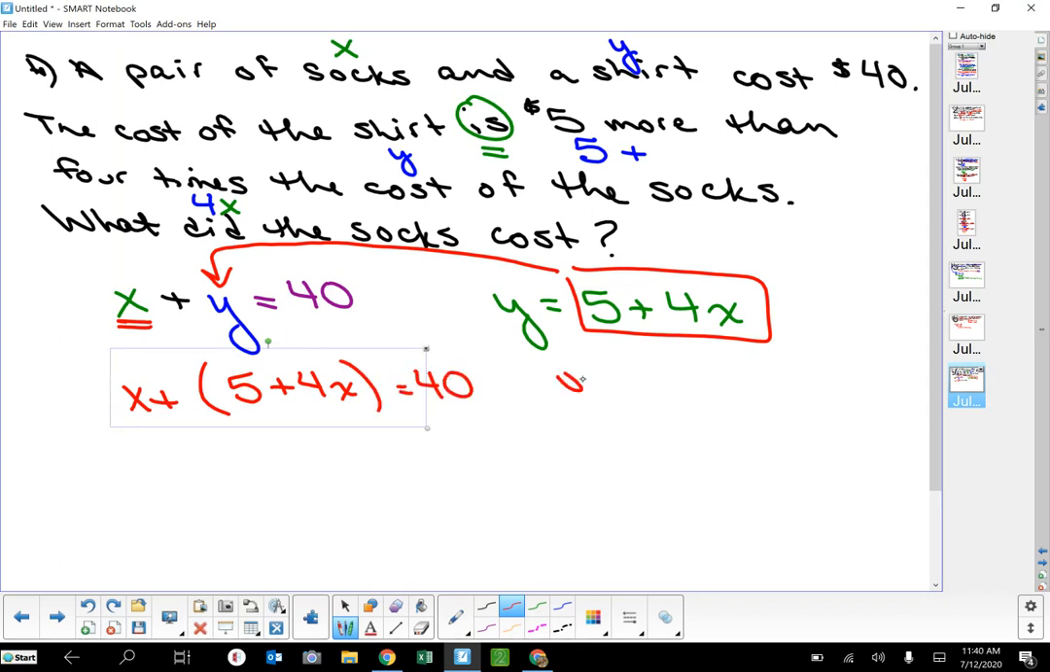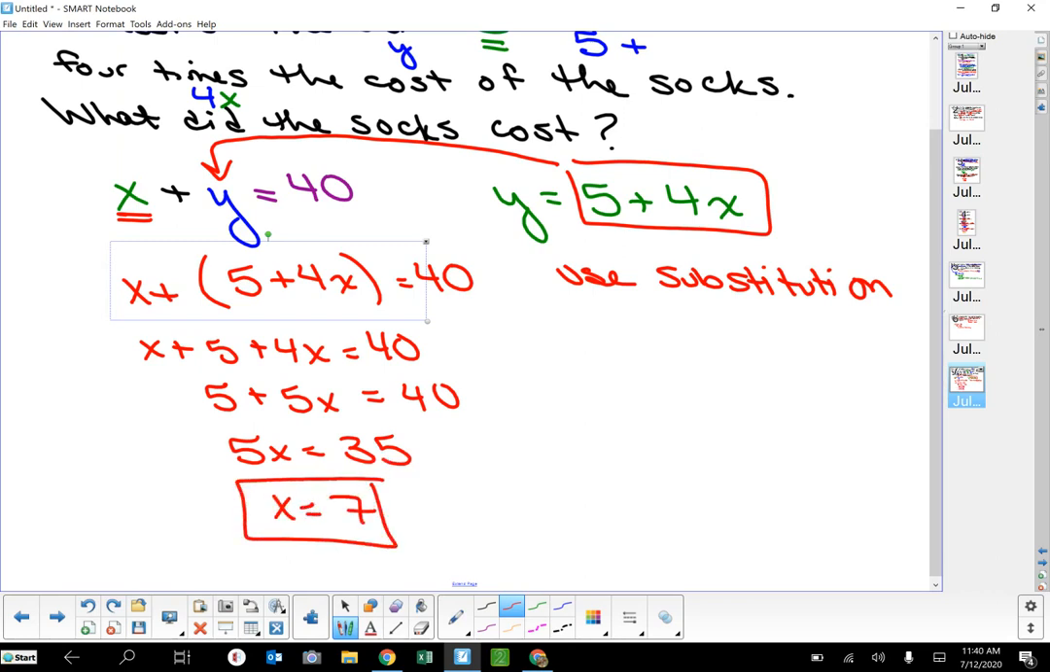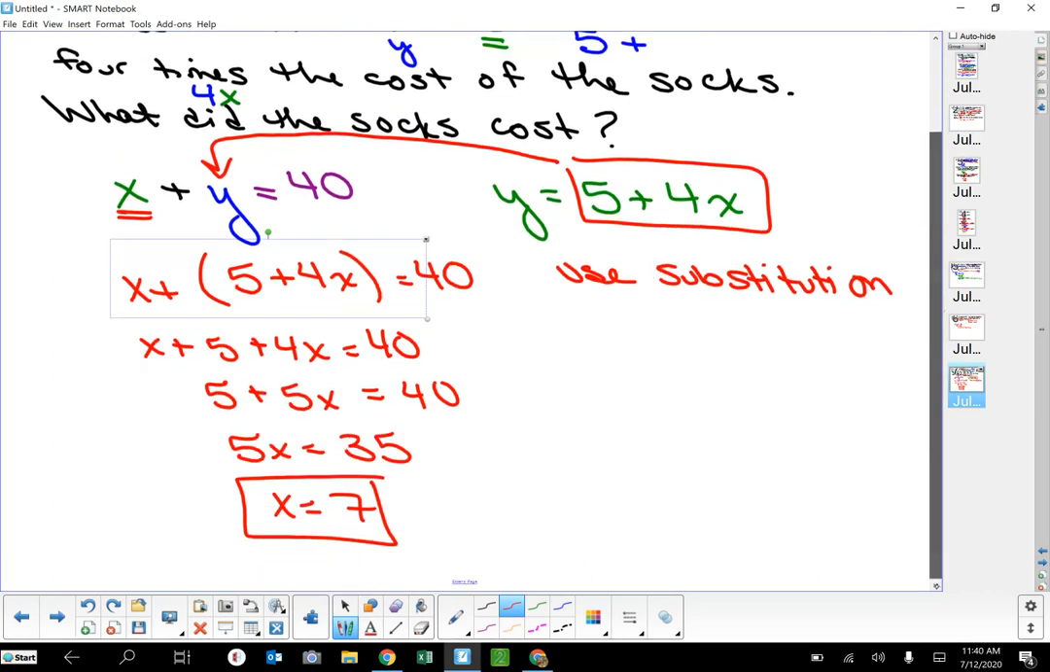And then I'm going to do the math. So we're going to use substitution. So I have X plus 5 plus 4X equals 40. 5 plus 5X equals 40. Subtract off the 5, so 5X equals 35, and X equals 7. And X was originally the cost of the socks. So the socks cost $7. Okay? Kind of a fun problem.